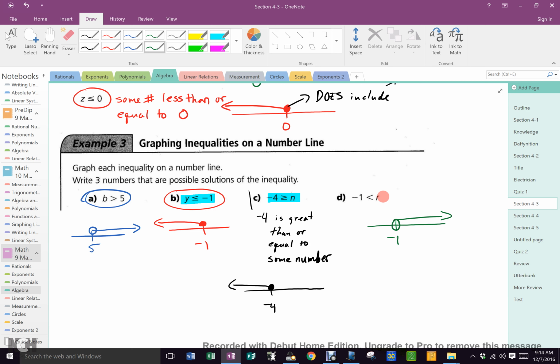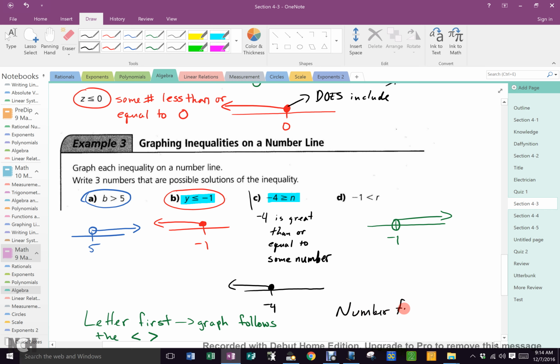Now here's the shortcut. Letter first, the graph follows the sign. Please notice, B was first, the arrow went to the right, greater than. Y was first, the arrow went to the left, less than. Number first, the graph reverses. Why? Because of the way it reads in English.